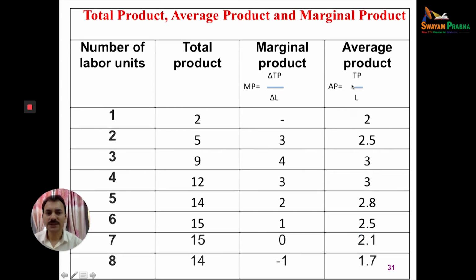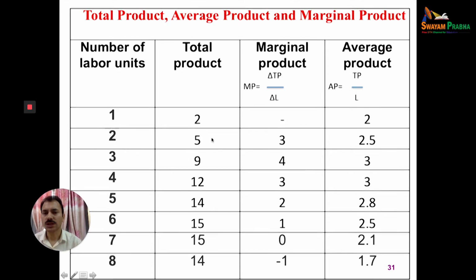And average product is total product divided by labor. Now, marginal product means the extra change in total product due to a change in labor. For example, if you increase labor from 1 to 2, output changes from 2 to 5. 5 minus 2 is 3. The marginal product is 3.